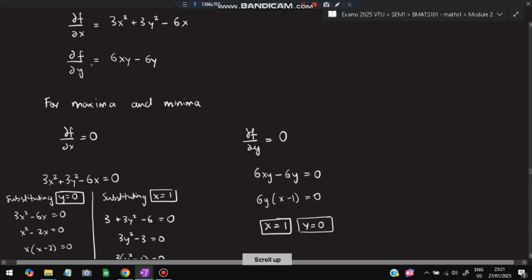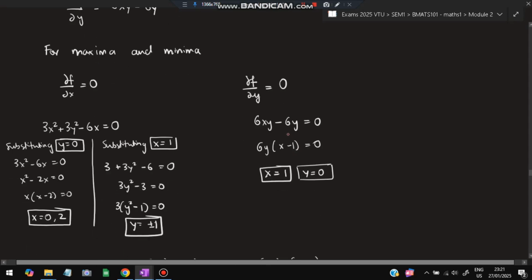So what we got here, del f by del y is minus 6xy minus 6y is equal to 0. So we'll take 6y as separate. When you take 6y separate, we'll get x minus 1 is equal to 0. 6y into x minus 1 is 0. Now either this is 0 or this is 0. If this is 0 means x is equal to 1. If this is 0 means y is equal to 0. You've got two values, x is equal to 1 and y is equal to 0.